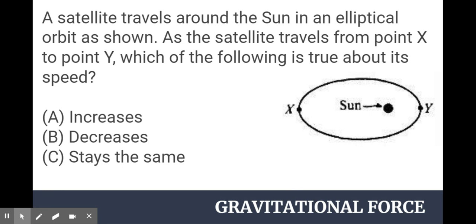Okay? So a satellite travels around the sun in an elliptical orbit as shown. As the satellite travels from point X to point Y, which of the following is true about its speed? It increases, decreases, or stays the same. The correct answer is A. It will stay the same.